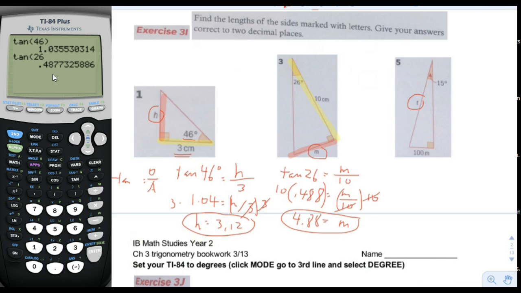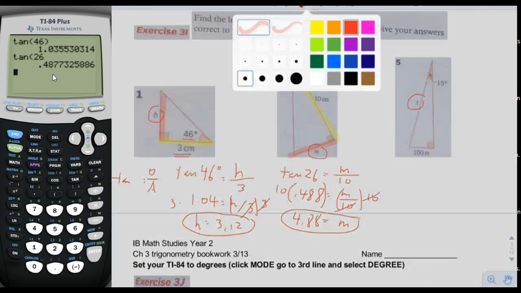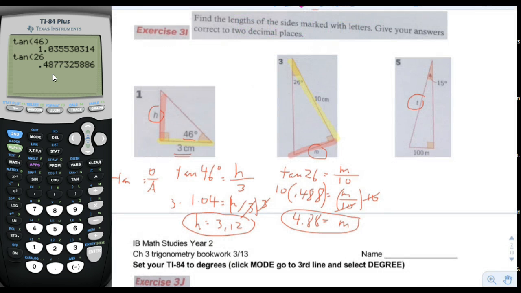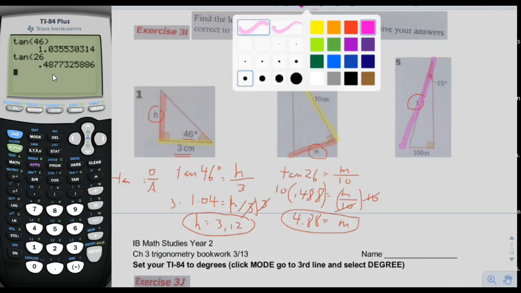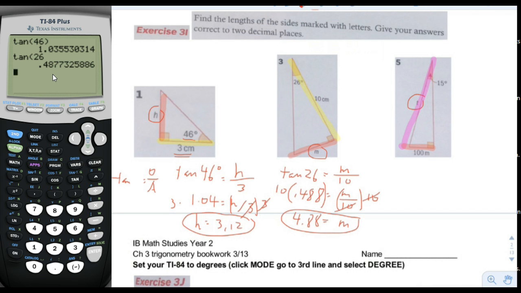Next one, number 5. It looks like we have the hypotenuse this time, which is t, and we also have the opposite, which is 100. So now we could do sine, because sine is the opposite over the hypotenuse. Sine of 15 degrees is equal to the opposite, 100, divided by the hypotenuse, t. And the sine of 15 degrees is 0.259. So 0.259 is equal to 100 divided by t.